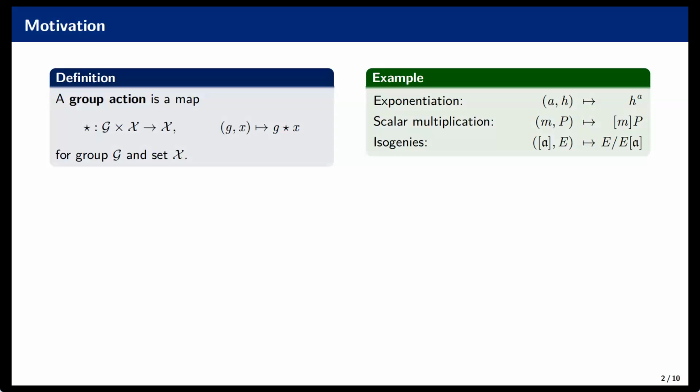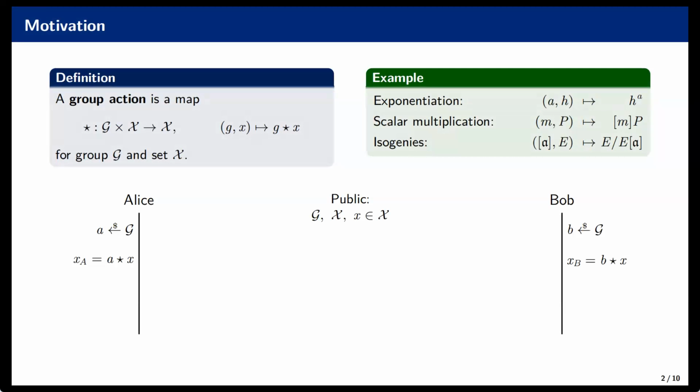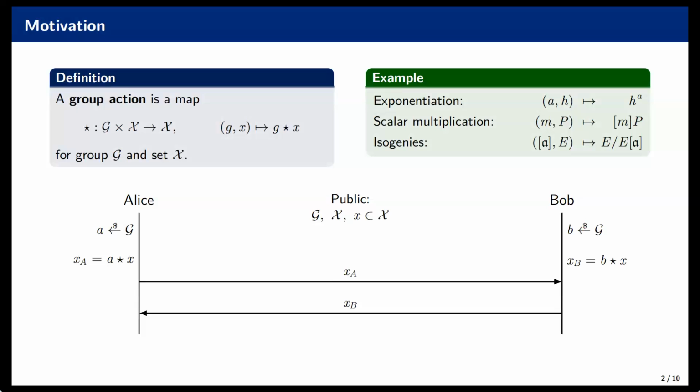And if you have a commutative group action, then what you can do is a very easy key exchange, essentially Diffie-Hellman. For this, Alice and Bob will choose a secret group element, A and B. They then compute the action of the group element on some public set element X. And then they will exchange the results, and in the end, they can share the key, which is called XAB.